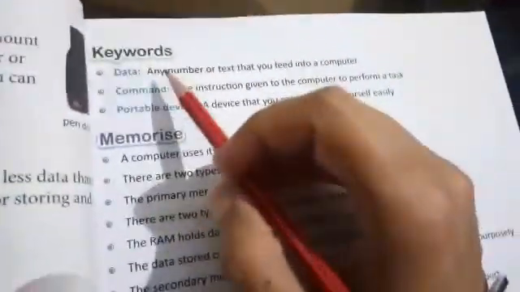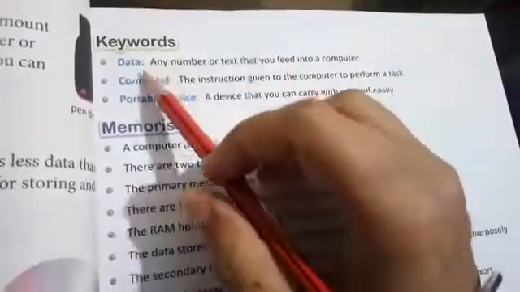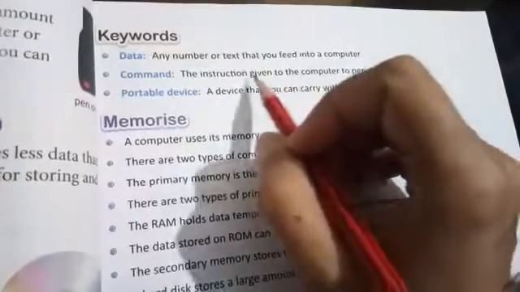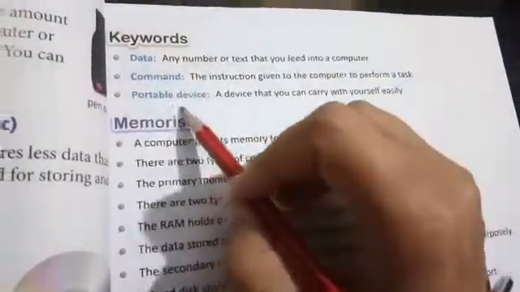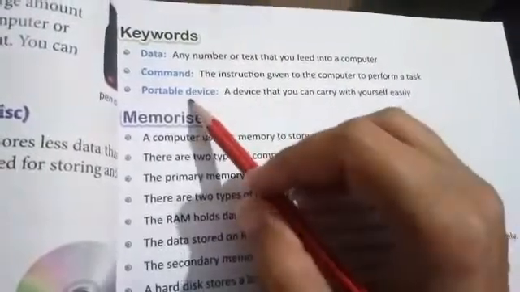Now some keywords which we have used in this chapter. Data: any number or text that you feed into a computer is known as data. Command: the instruction given to the computer to perform any task is known as a command. Portable device: a device that you can carry with yourself easily is known as a portable device.